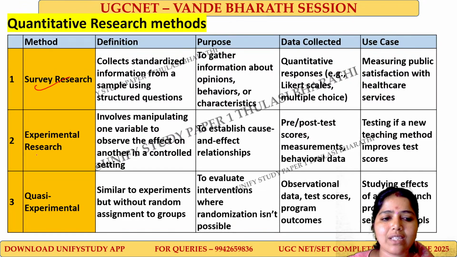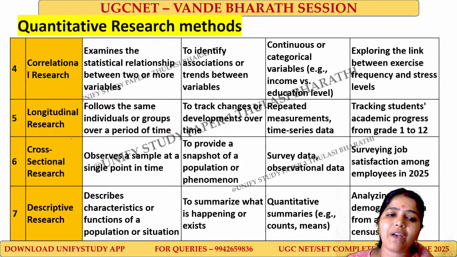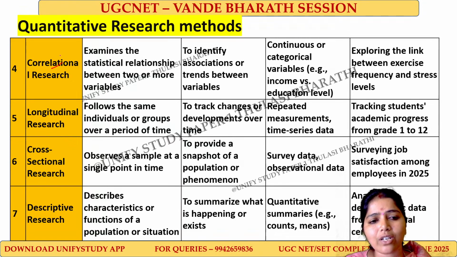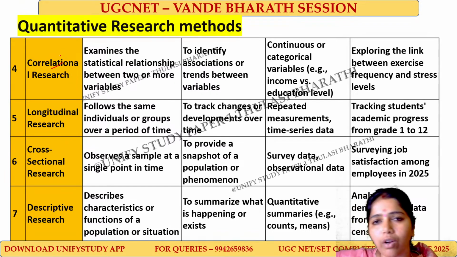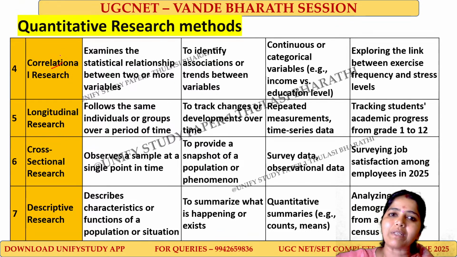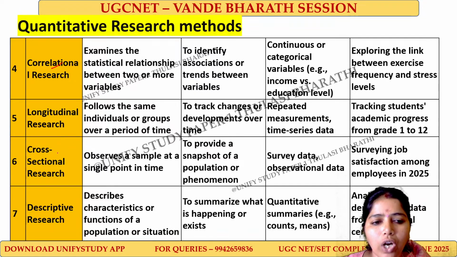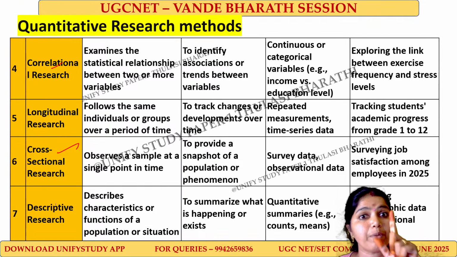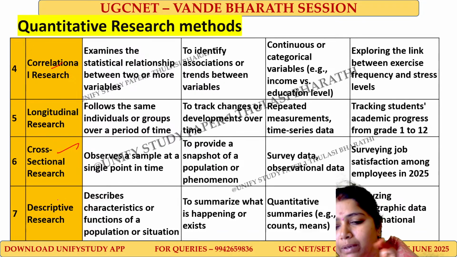In quantitative, we have survey research, experimental, and quasi-experimental. The difference between experimental and quasi-experimental is the randomness. Next we have correlation, the association between two variables. Longitudinal research means a set of variables is studied over a period of time. Cross-sectional research is at a point in time. All these are quantitative methods. Descriptive research depends upon the context. It can be either quantitative or qualitative, don't forget.